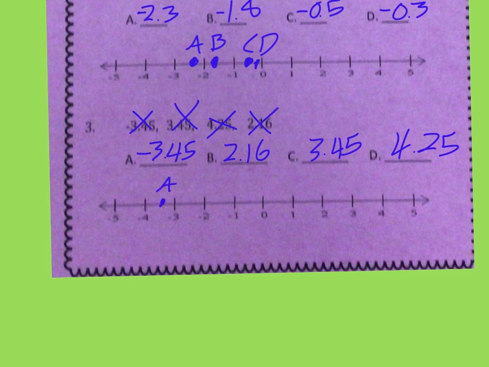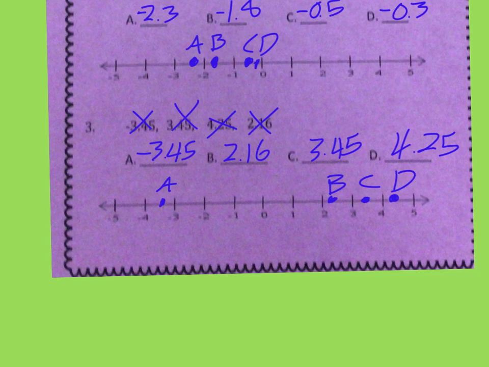So that's A, B, 2. So there's 2 and 1/16. Put it about right there. C is going to be 3 and a little less than a half, so real close. And then D is 4 1/4, so about right there. All right.